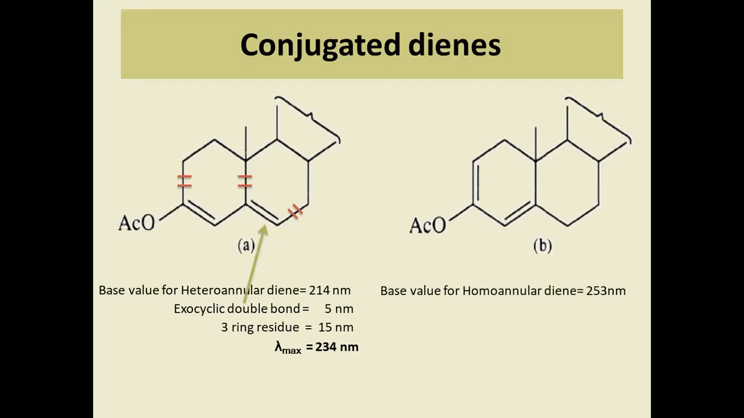Now in example B, it is a homoannular diene. So the base value is 253 nanometer. The exocyclic double bond is equal to 5 nanometer, and there are 3 ring residues across the conjugated homoannular diene, which will contribute 15 nanometer. So in total, lambda max will be 273 nanometer.